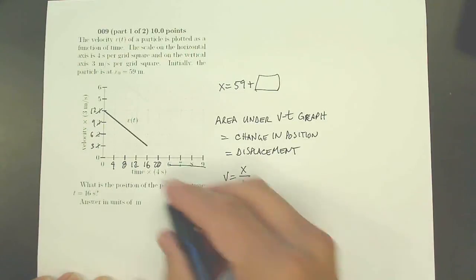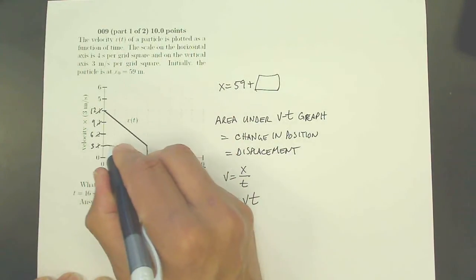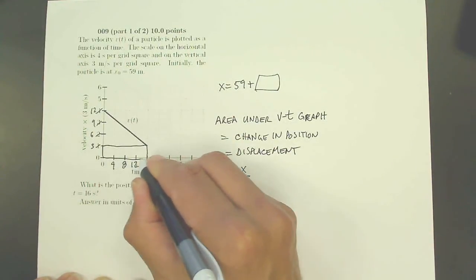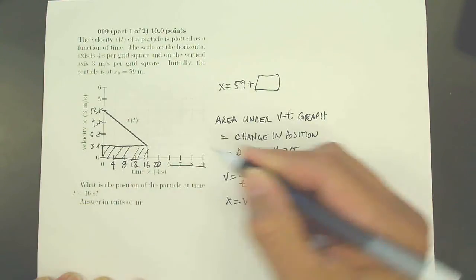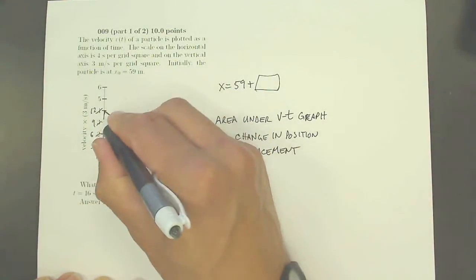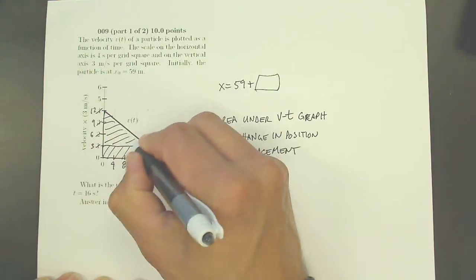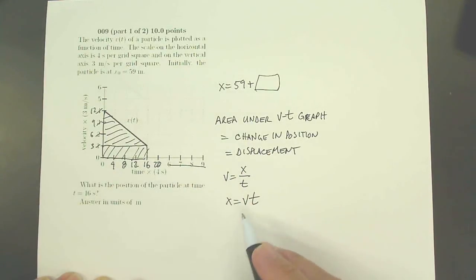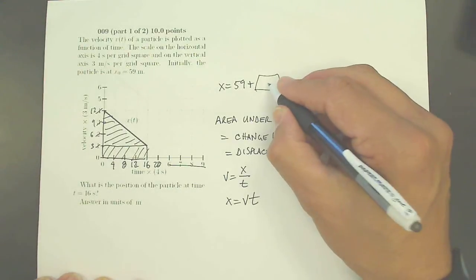So what I'm going to do is find the area of this rectangle right here, and I'm going to find the area of this triangle right here. And when I add those together, that's going to give me the change in position of this object, which is what I'm looking for here.